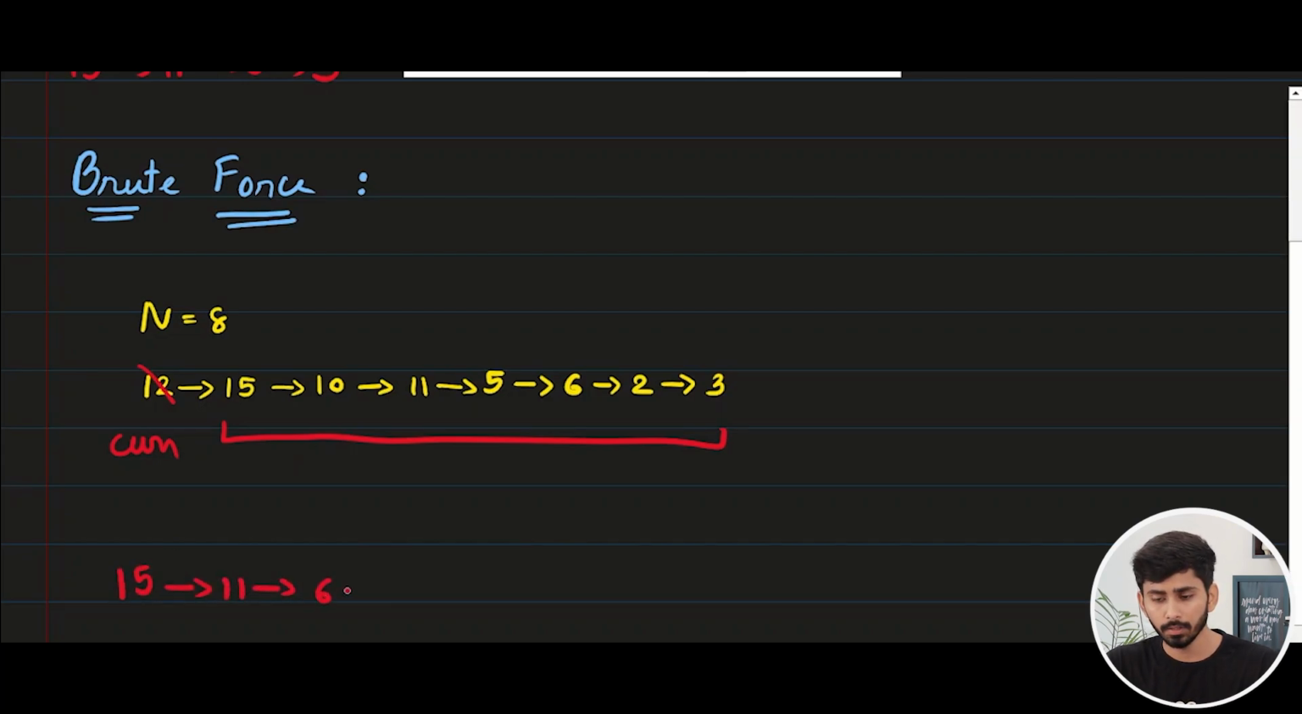So over here, the output will be 11, 6 and 3. So this is going to be your output. So what will be the time and space complexity of this approach?